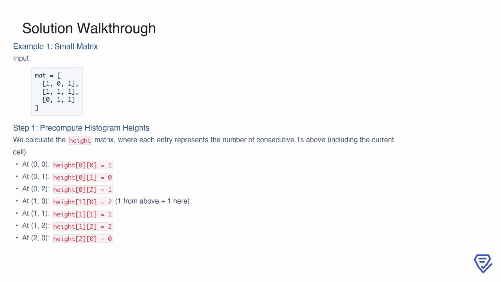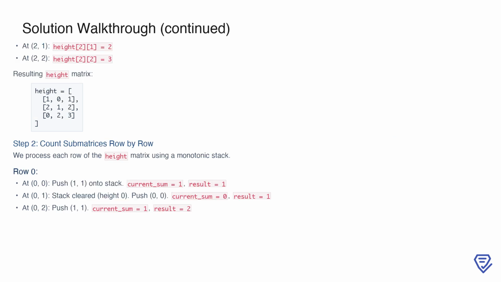We continue this process for every cell, carefully accumulating heights where ones appear consecutively. By the end of this step, we have calculated the individual height values for each cell in the matrix. To summarize the pre-computation, the resulting height matrix is now visible. For instance, at cell 2, 2, the height becomes 3 because there are 3 consecutive ones in the column. With the height matrix prepared, we move to the second step, counting submatrices row by row. To do this efficiently, we use a monotonic stack to calculate the number of submatrices ending at each cell.